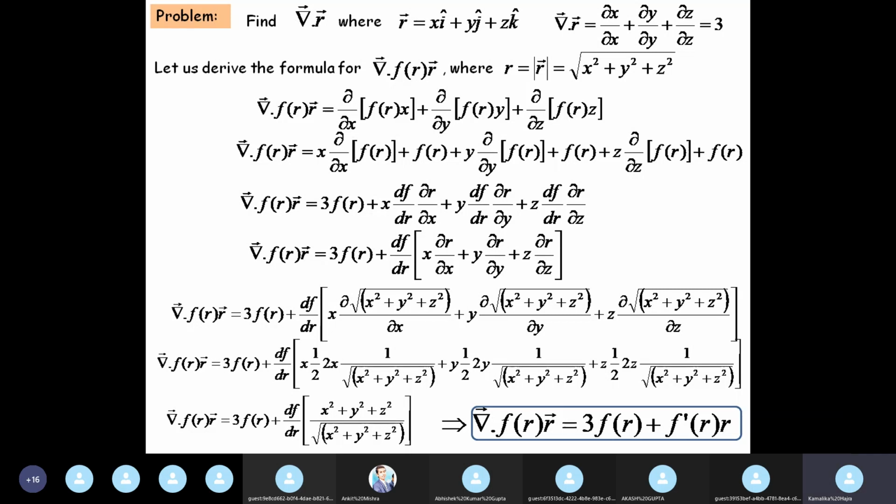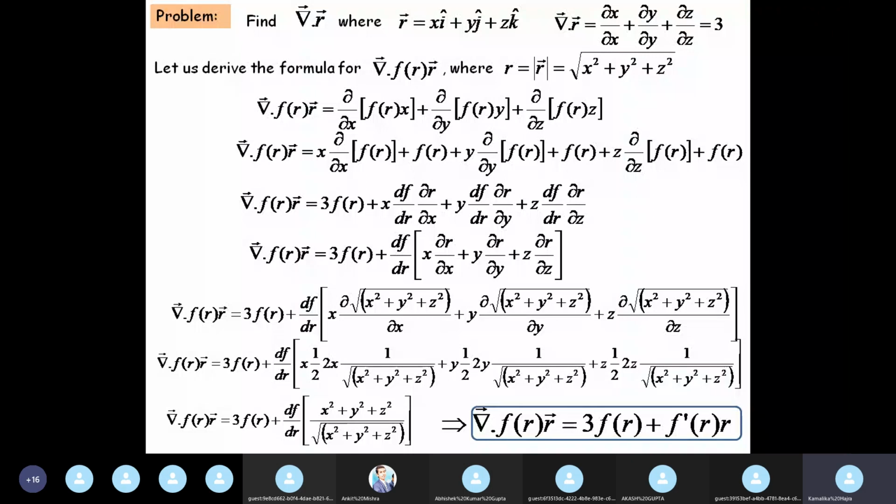3F plus F dash R square. What is FR? FR is r cube. So 3r cube plus, what is f dash r? 3r square. F dash r is 3r square. Okay, so you have into r. So you have a 3r cube here, and over here you have a 3r cube. So the answer is 6r cube. Yes, the answer is 6r cube.